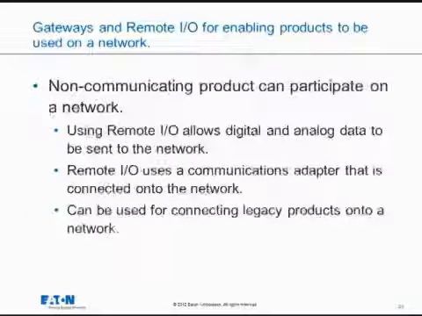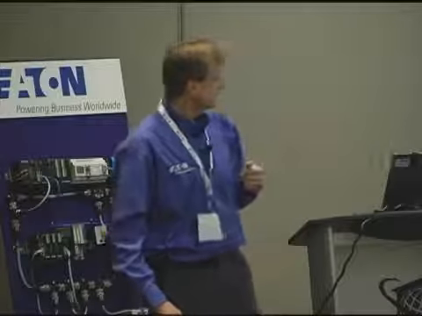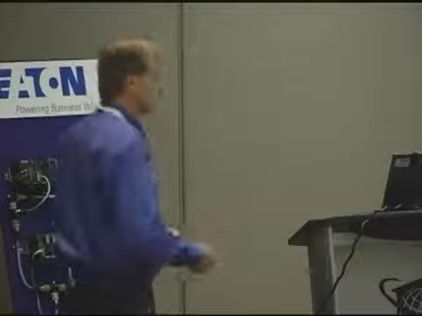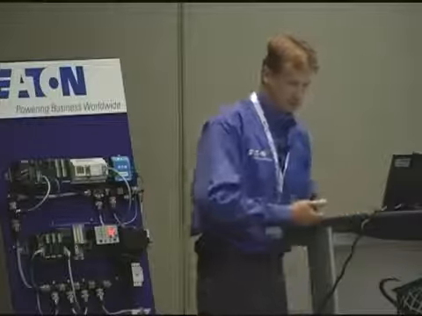Now, we also have products that are non-communicating, but you want them to participate in a network. We use a product called Remote I/O. A Remote I/O is a communication adapter with I/O on it where you can connect your digital signals and your analog signals, and now we can get that over the network. So we can control and monitor over the network. Where you typically see this is on legacy products, older products that were never implemented with communications. But they're still out there and you don't want to change them. You still want to use them. So gateways and Remote I/O allow for a lot of flexibility with older products.